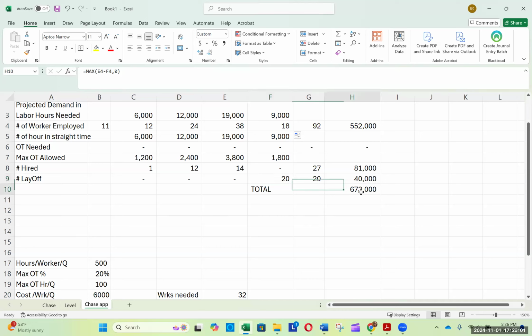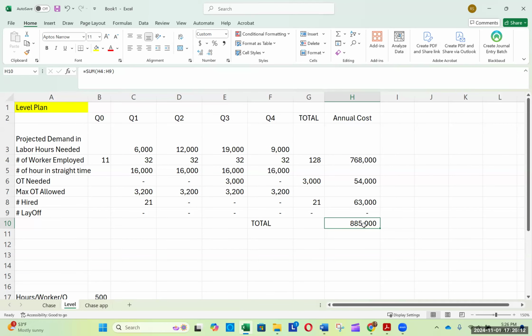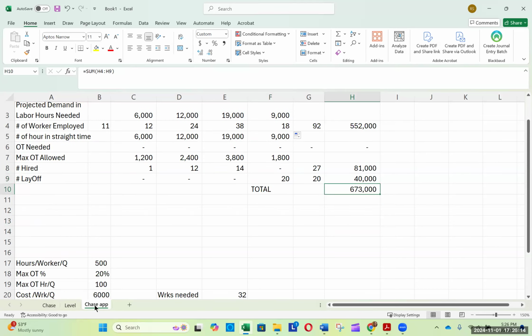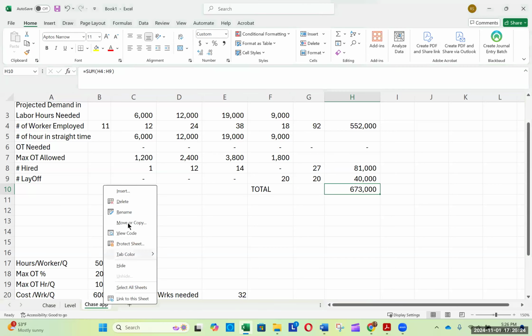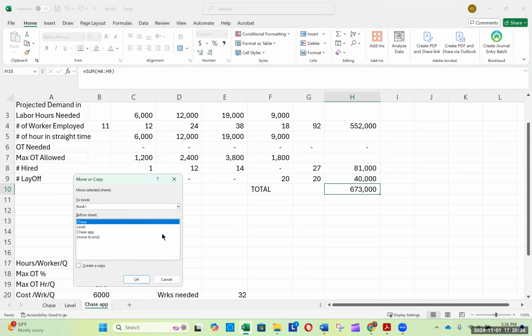So in the second case, when you're using chase approach, your cost is much lower. If you recall, when you were using level, your cost was 885, I believe, 85,000. Okay. And now your cost is 673,000. Now, they want to try it out again. Maybe see if you can reduce the cost further.